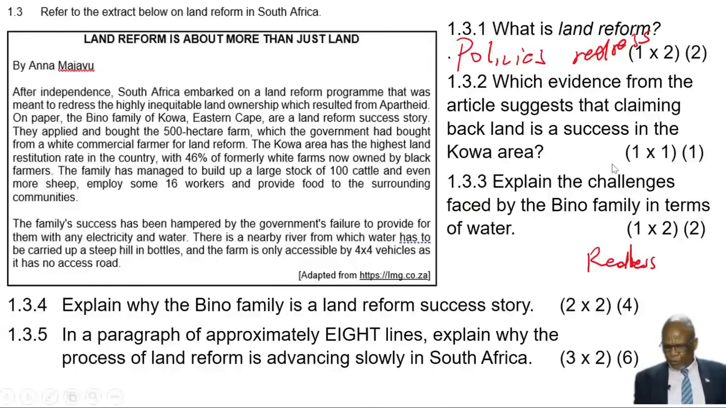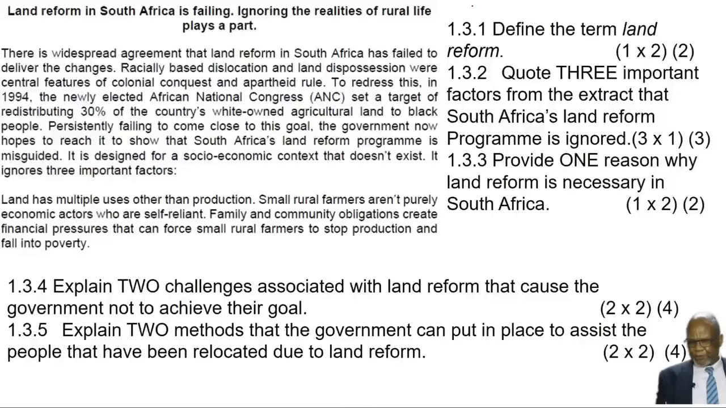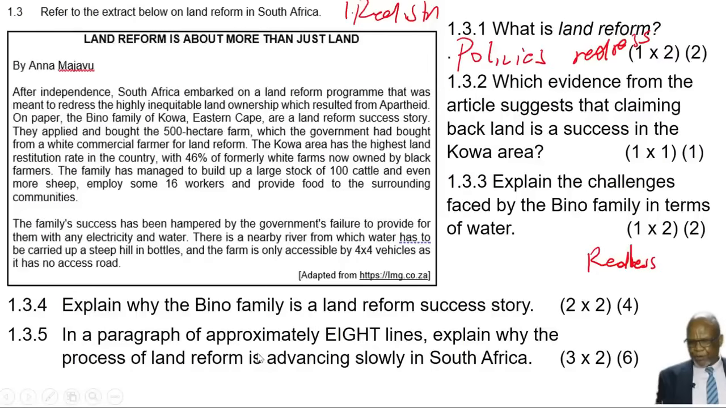Redressing is trying to correct. These are the policies that redress the injustices of apartheid. Now, under land reform, we have three policies. Number one is land redistribution.